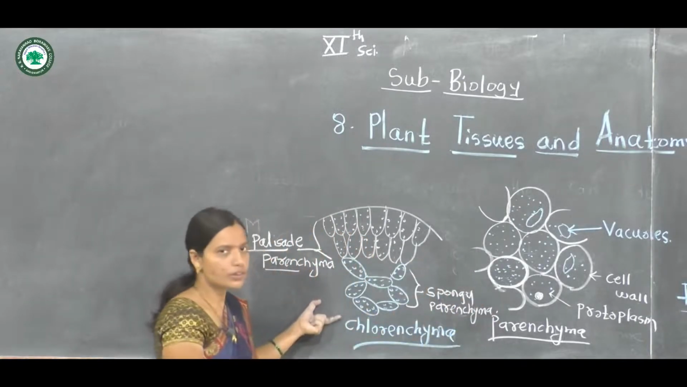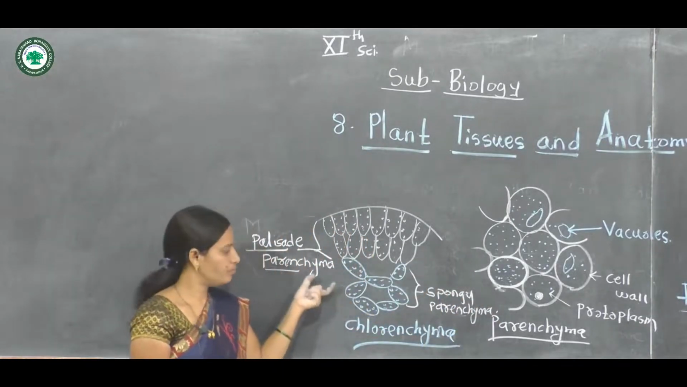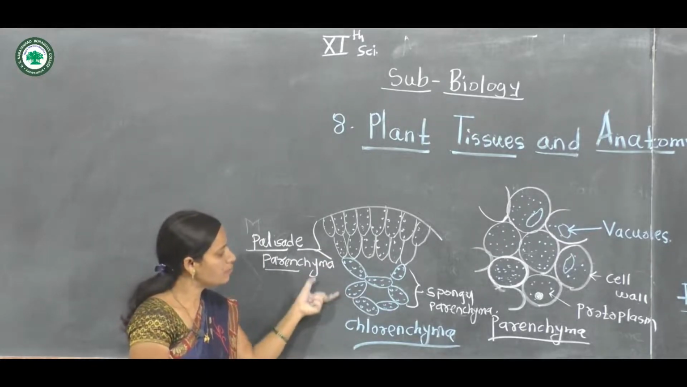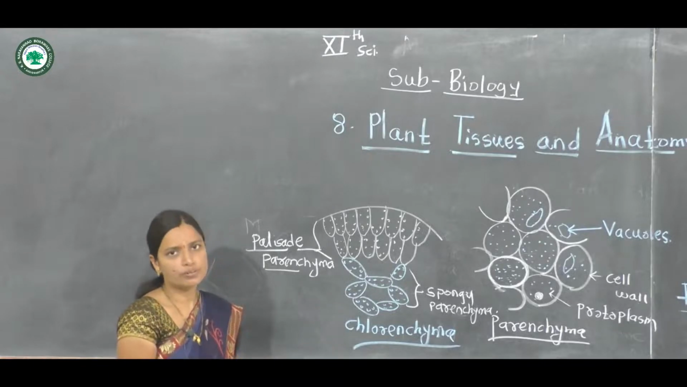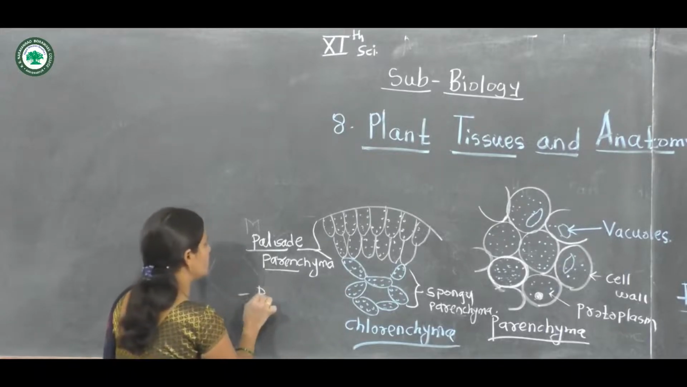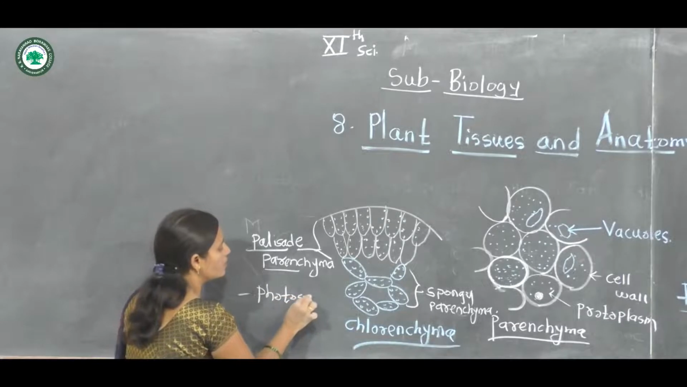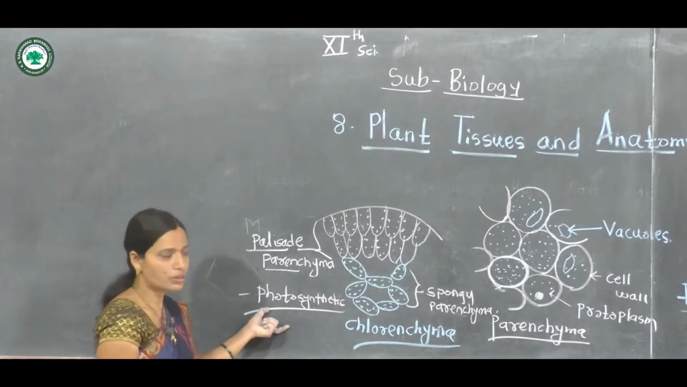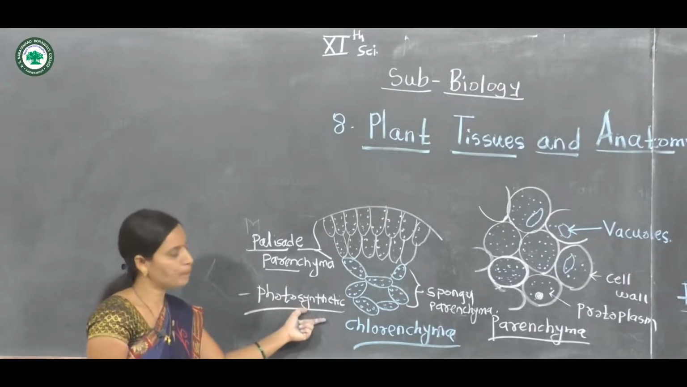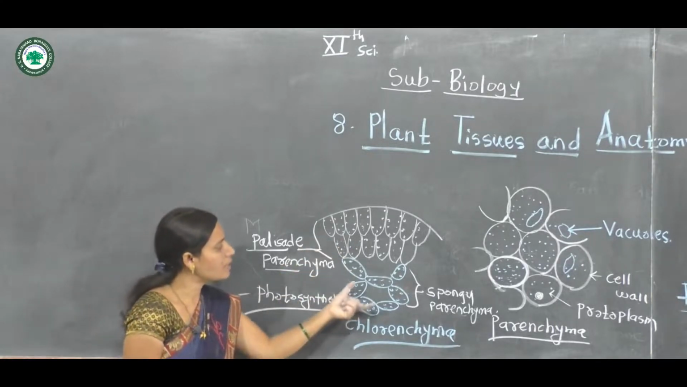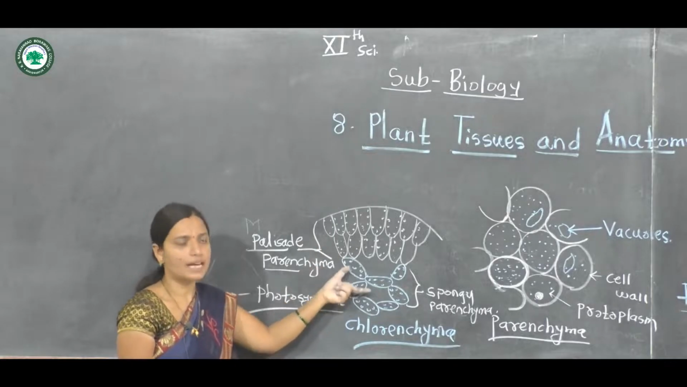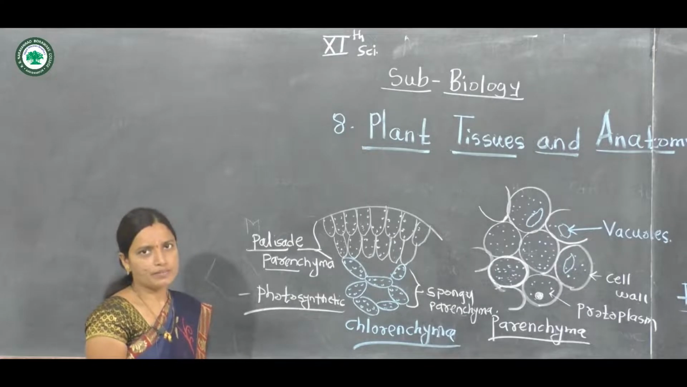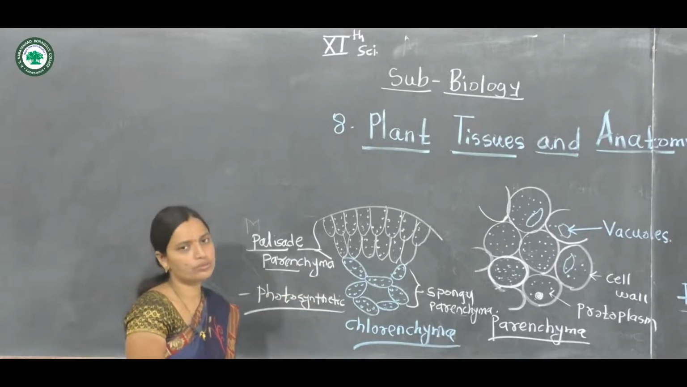The most important function of this chlorenchyma, which is present in some plants, is photosynthesis. This is the photosynthetic function. This parenchyma has the most important function of photosynthesis, meaning this chloroplast containing cells are found in the spongy as well as palisade tissue, and the function of this parenchyma is photosynthetic.